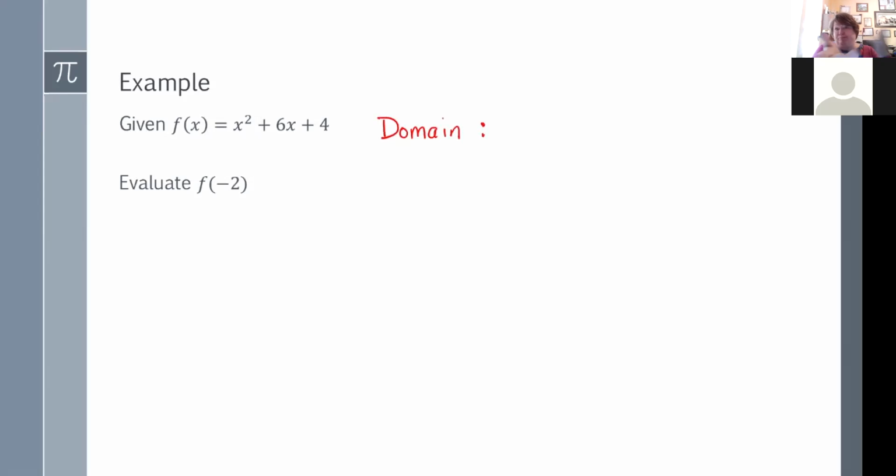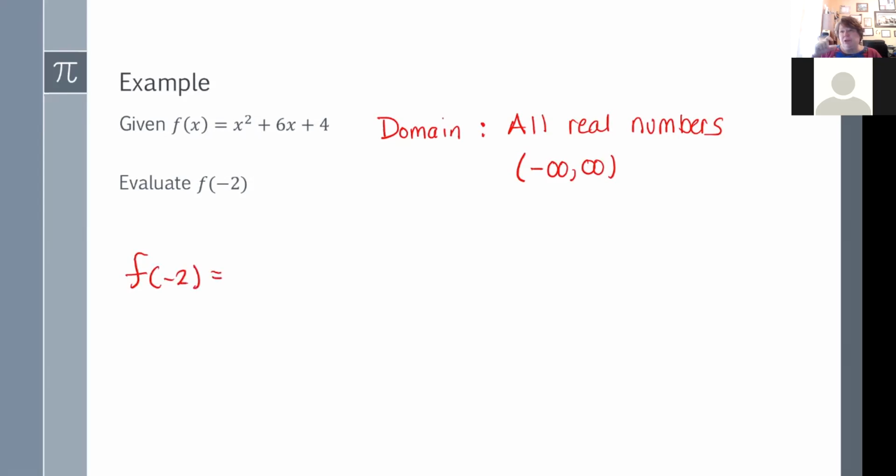So you can put any real number you want into this function. You can input anything. So the domain is the set of all real numbers. That's not true for every function, but for this particular function, you can input anything you want to. So the way we write that is from -infinity to +infinity. So can I evaluate this function at -2? Sure, why not? So how do I do that?